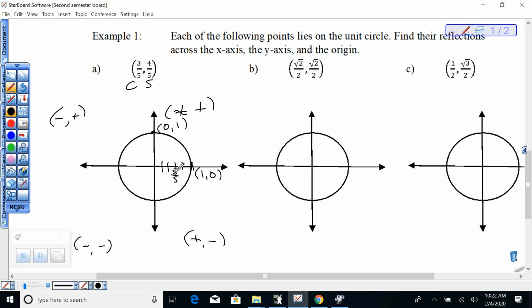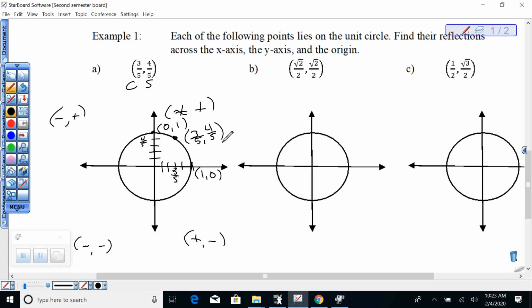And then if I break the y-axis up, I would also break it up into fifths. And this would be 4/5 here. So 3/5, 4/5 would be right there. So our coordinates here are 3/5 and 4/5. So we have that drawn.